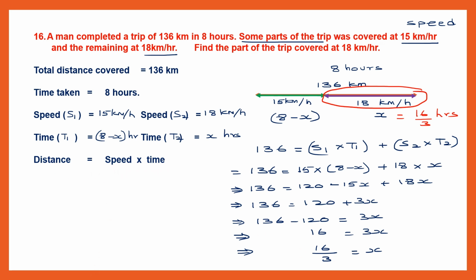Now let's write the speed. The speed is 18 kilometers per hour, and time is what we just found out, 16 by 3. Now let's simplify this. So here 3 sixes are 18. Now we have to just multiply 6 into 16. 16 into 6 is 96. So we have found the distance. The distance is 96 kilometers. So for this part of the journey it is 96 kilometers.